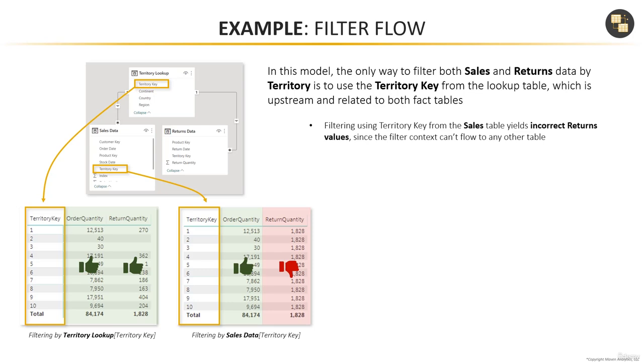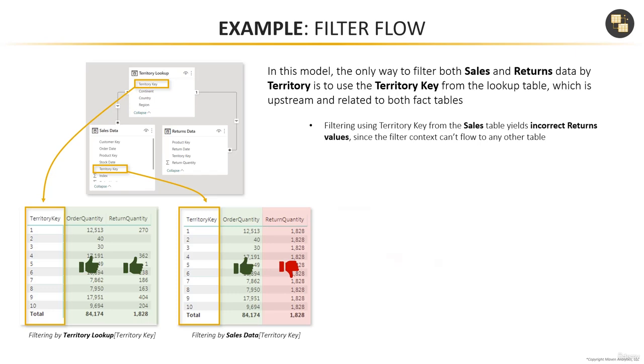And the reason for that is that the filter context that we created by pulling in territory key from the sales data table gets trapped inside that table. It's not able to pass upstream against the direction of the arrow back to the territory lookup or down to the returns data table. And as a result, our returns data table has no idea what filter context was created because, again, it was trapped inside of that sales data table.